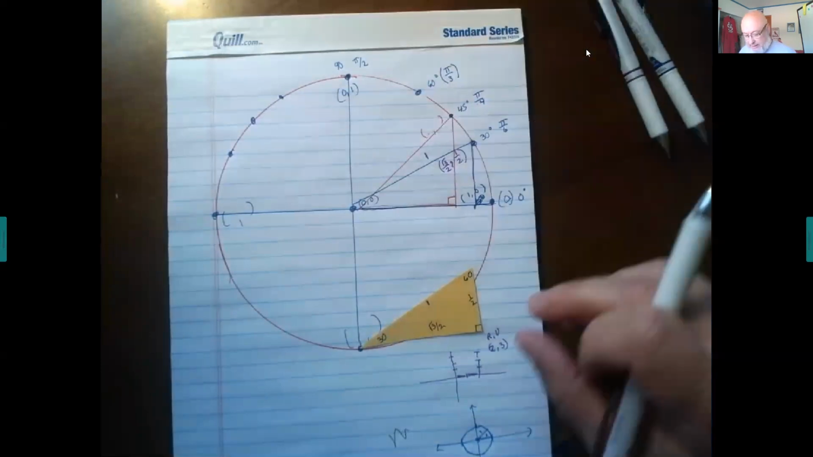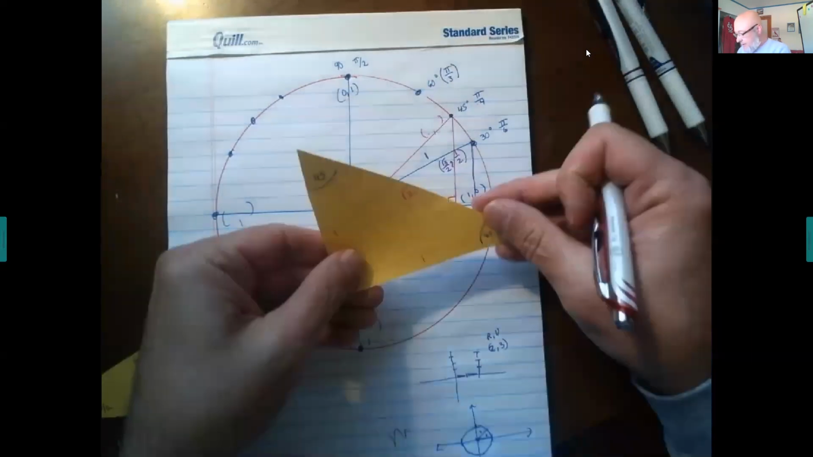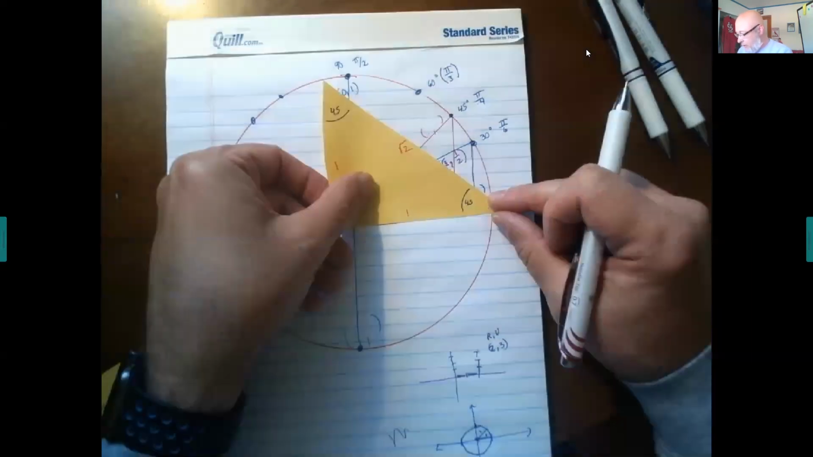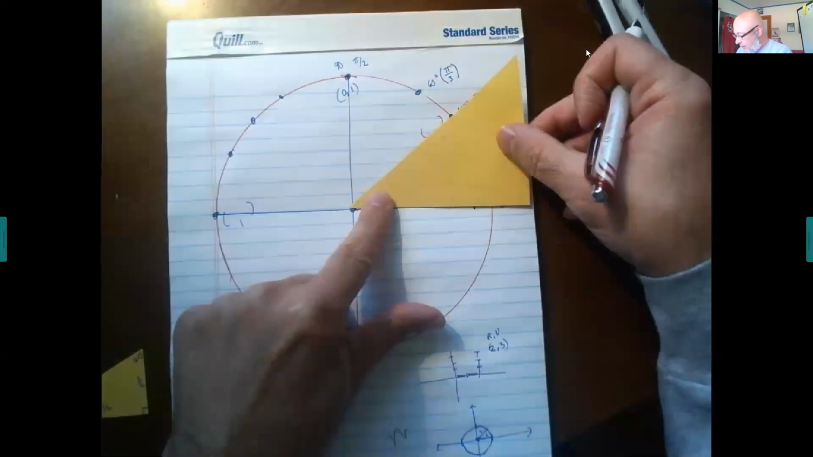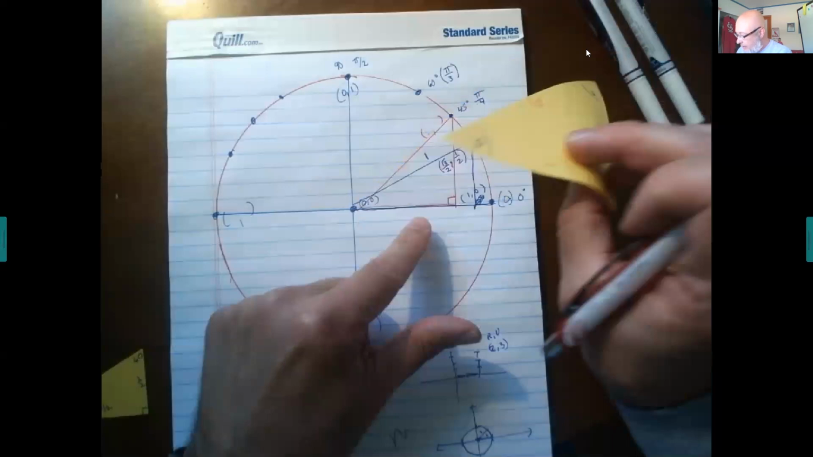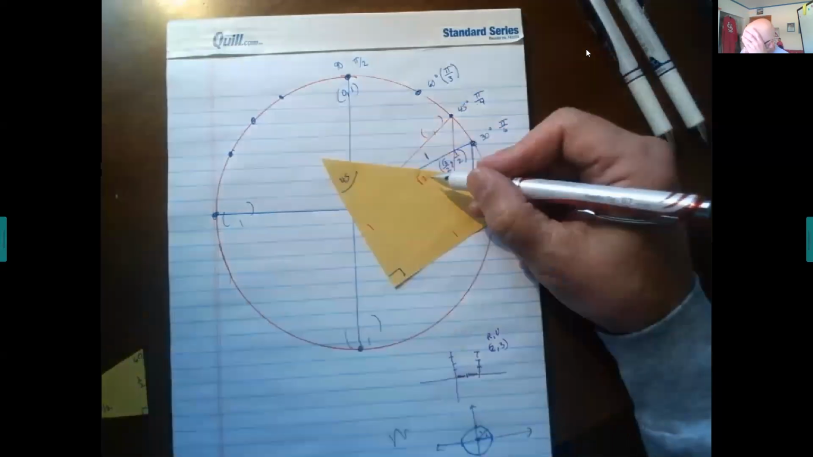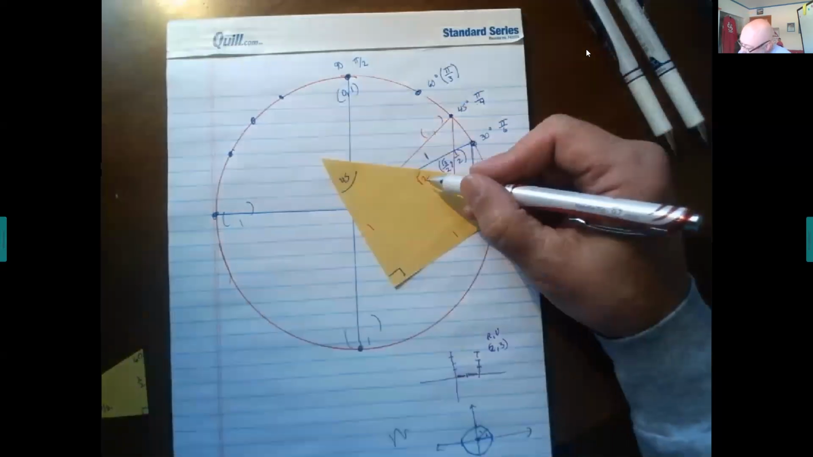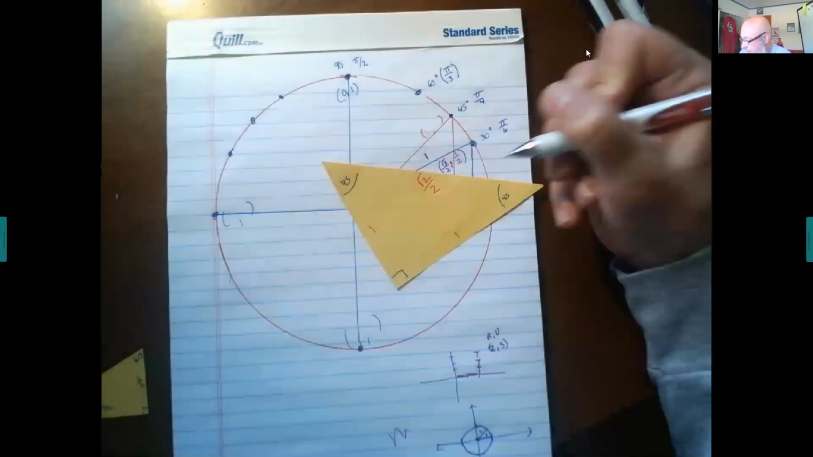Well, now let's go back to that 45-45-90. Here it is again. Uh-oh, I have to flip it over. It isn't going to match the way we had it. Oh, too big again, so we need to shrink it down. This hypotenuse is radical 2. So let's cut that in half.